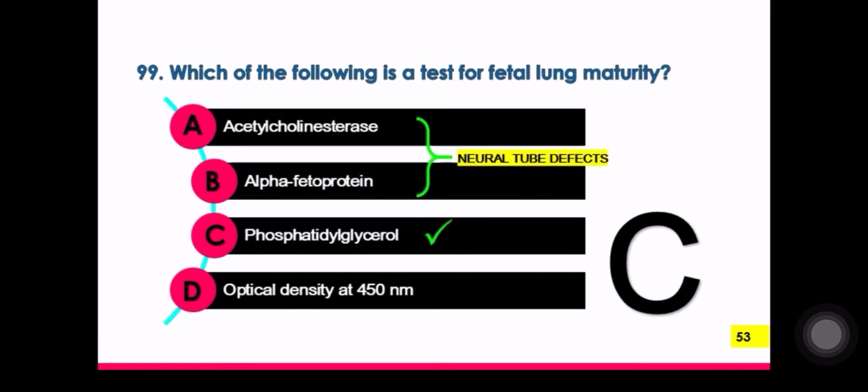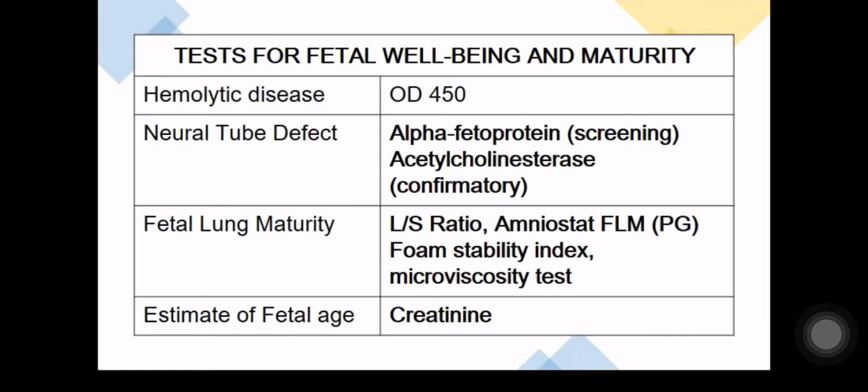Remember, acetylcholinesterase and AFP are tests for neural tube defects. Alpha-fetoprotein is the screening test, and acetylcholinesterase is the confirmatory test. Optical density at 450 nanometer, or OD450, is a test for hemolytic disease of the newborn, HDN, a test for fetal well-being.